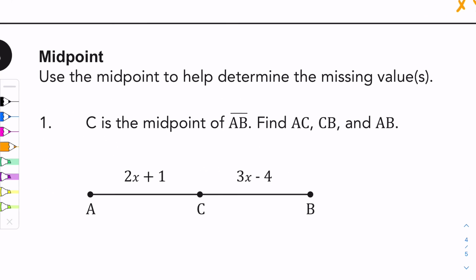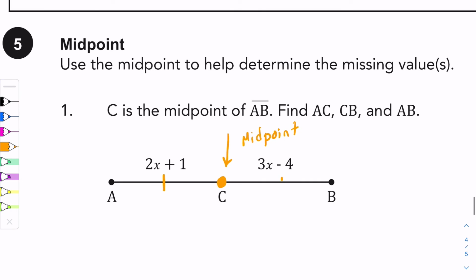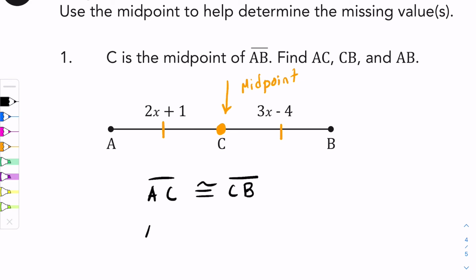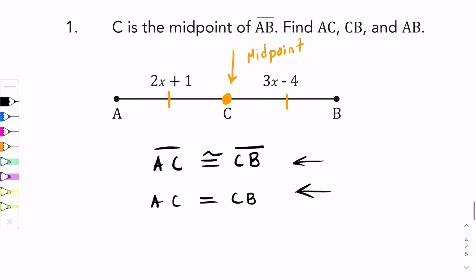Example 1 says that C is the midpoint of AB. So if C is a midpoint, we instantly know that segment AC is congruent to segment CB. That's what that is telling us. So I'm going to go ahead and set up my formula. I know that AC is congruent to CB because of the midpoint. If I know they're congruent, then I know that they are equal. So check your notation here. Knowing that they are equal, I can set up an equation that says 2x plus 1 is equal to 3x minus 4.